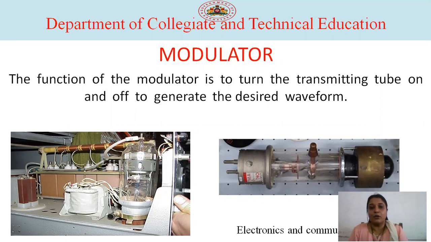To control that, that is, to make the transmitter section on and off, the circuit which we are using is called the modulator. Therefore, the main function of the modulator is to turn the transmitting tube on and off to generate the desired waveform, or the desired pulses. This is practically the modulator used in radar applications. You can see here, this is also one of the modulators, such that it will turn the transmitter section on and off.